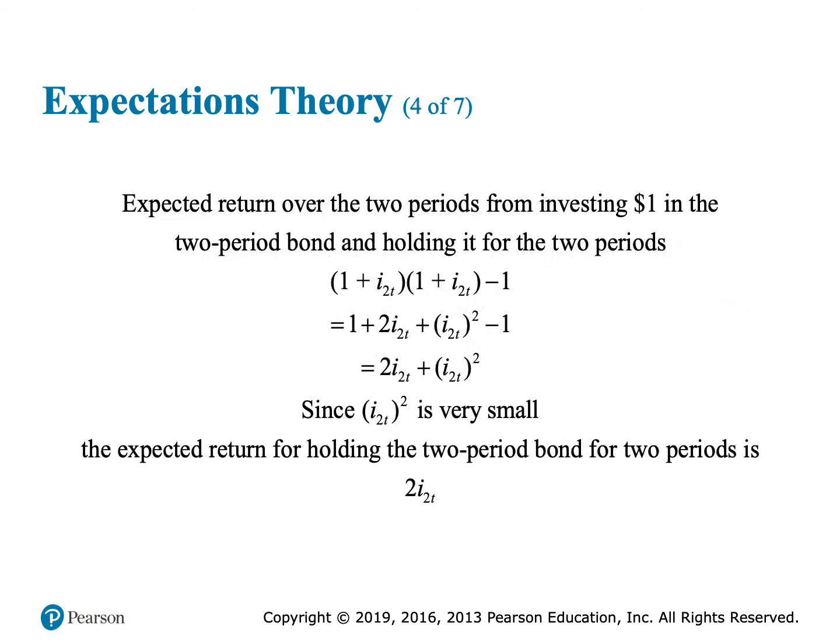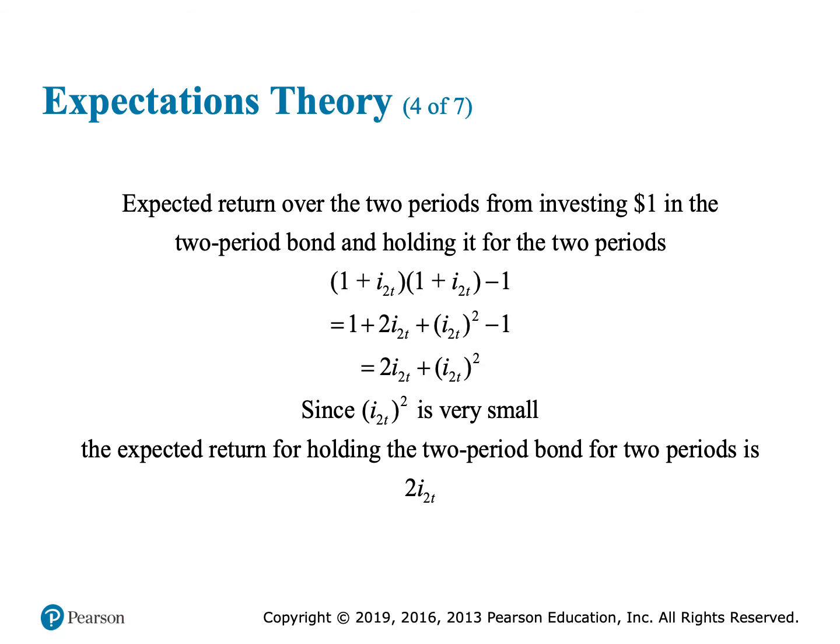Continuing on, let's calculate the expected return for the 2 periods from investing $1 in the 2-period bond, right? We're going to hold it all the way to maturity. In the first period of time, we'll earn the interest rate I sub 2t. In the second period of time, we'll earn the interest rate I sub 2t. We want to back out the expected return now, so we're going to take our returns, subtract out the 1, so we can isolate the interest rate, the expected return that was involved.